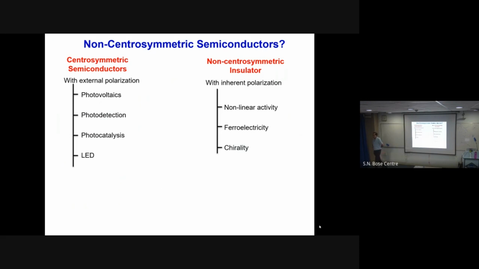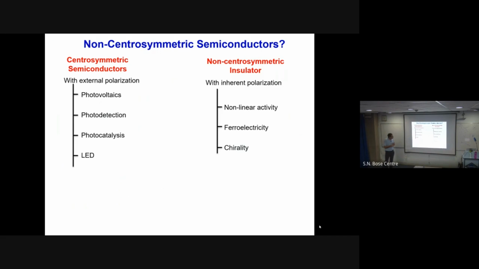To start with, the first example I can think of is the non-centrosymmetric semiconductor. Now, why should one think of that? On one side, you have very good semiconductors, as I mentioned, silicon, gallium arsenide. They give you photovoltaics, photodetectors, photocatalysis, LEDs, and so on. But they have a structure that has a center of symmetry. On the other side, you have some non-centrosymmetric insulators, say barium titanate, or even different molecular crystals.